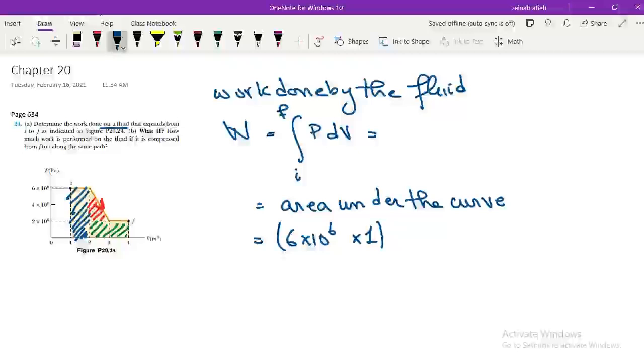First you have to check the units for sure. So you have here meter cube, this is in SI unit, and this is in Pascal, so it's in SI unit. No need to change units, everything is okay. So I have only to write the numbers. Then let's do the triangle.